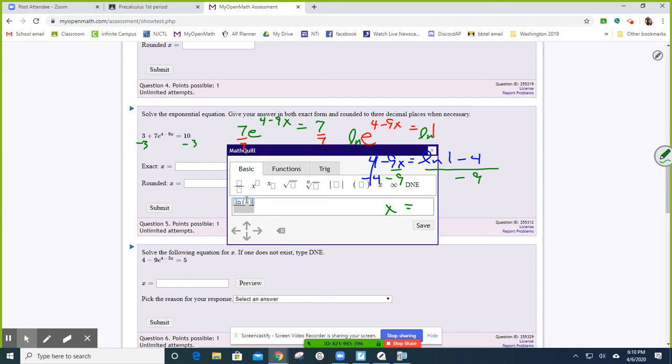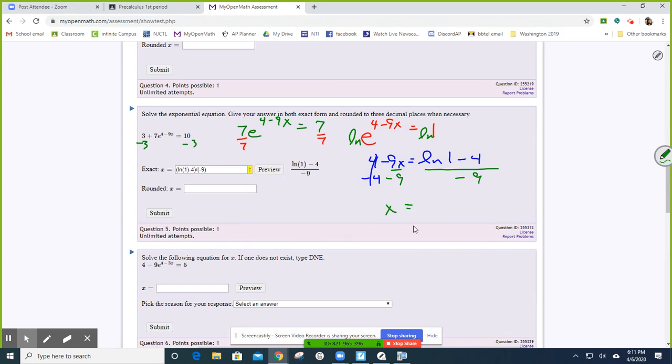Ln of 1 minus 4 in my numerator. Denominator is a negative 9. I'm going to hit save, make sure it looks right. I'm going to hit submit.